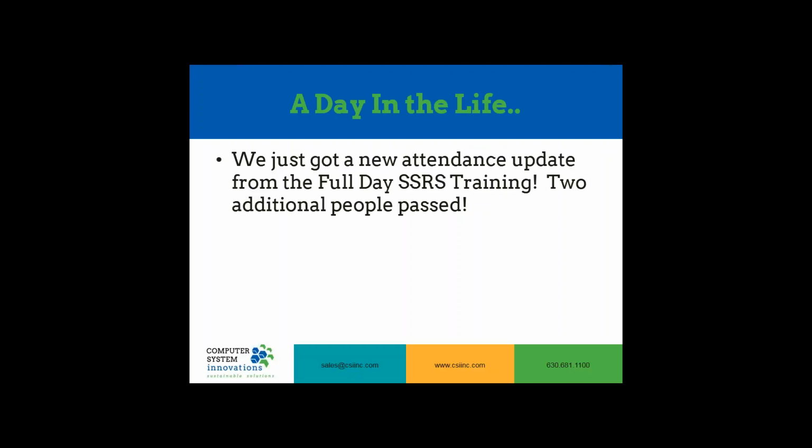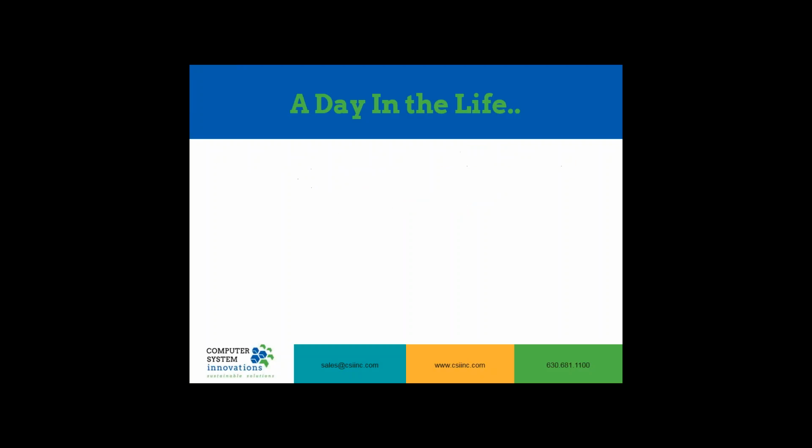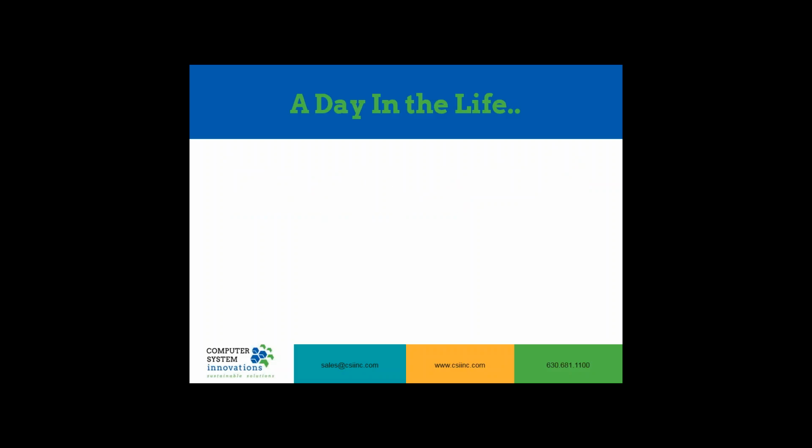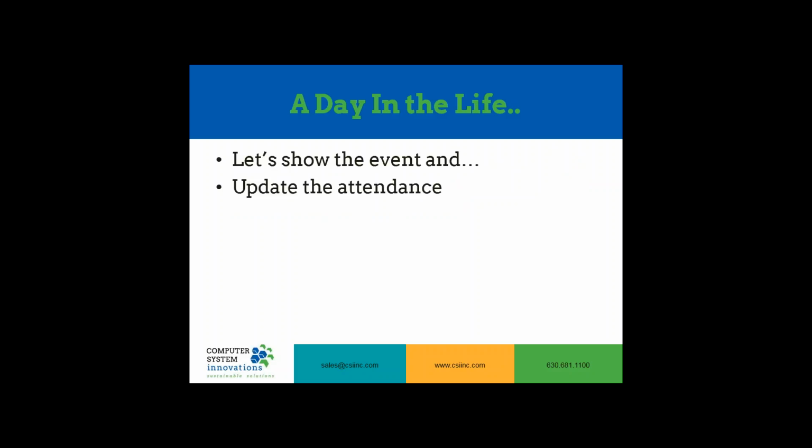Let's go back. So good news. Doug Hunt just sent in his final exam, all right? We need to go and update his SSRS. Actually, Doug Hunt and one other person did it. We're going to go update their attendance, and we're going to reclose the event. So what you would do is you would jump out there and turn the event on again, show it, update the attendance, reclose the event, right? So let's do it. Let's do it fast.